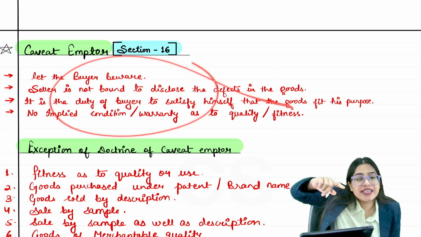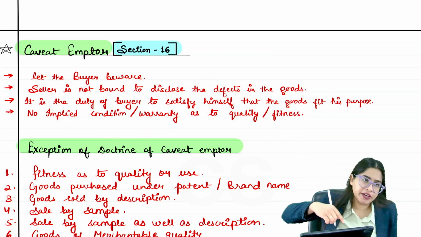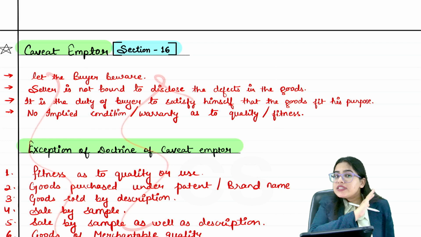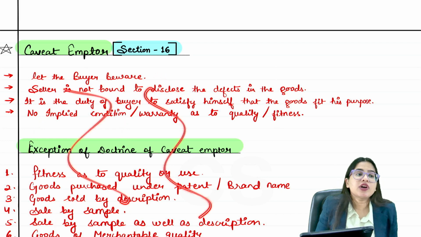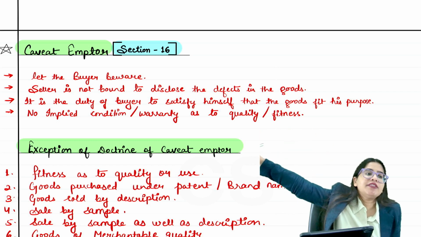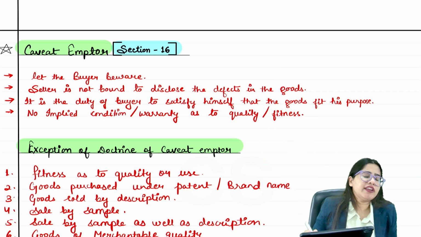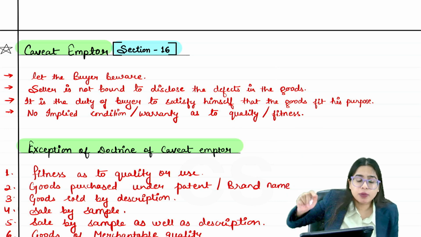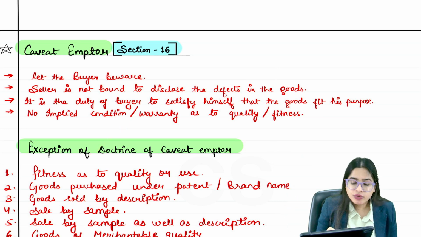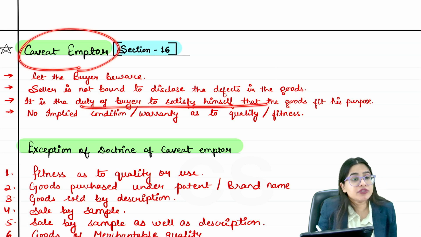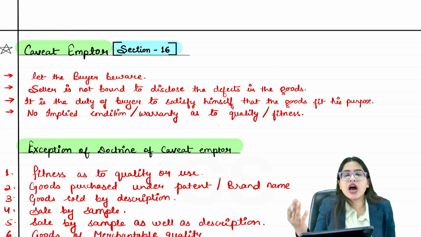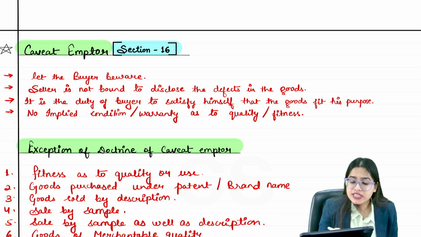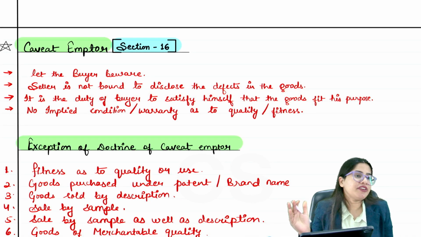This topic is the same as quality and fitness that we did. So the caveat emptor topic is nothing new. The caveat emptor topic is the same as the topic that we did in condition as to quality and fitness. Same, copy paste, same topic. If you read it, you will understand. Are you understanding? So caveat emptor means it is the duty of the buyer to satisfy himself that the goods are proper and fit his purpose. The seller is not bound to disclose any defect in the goods.